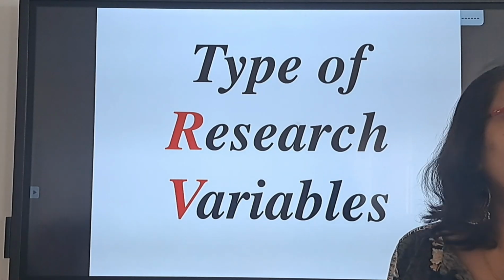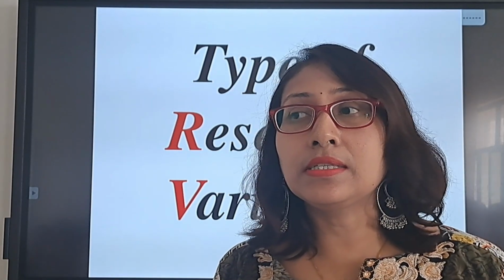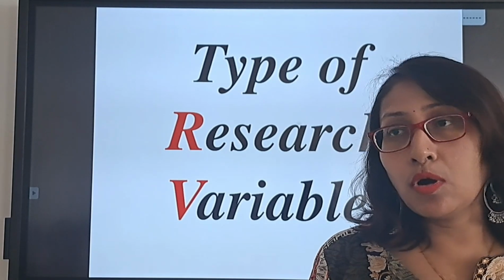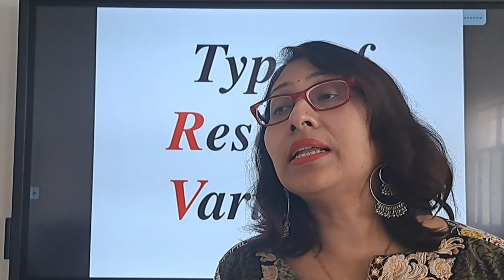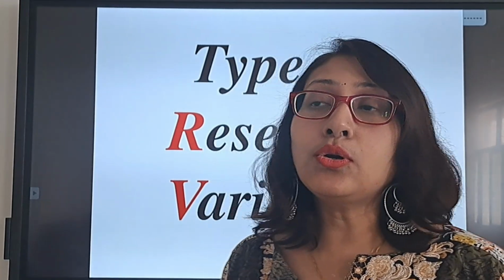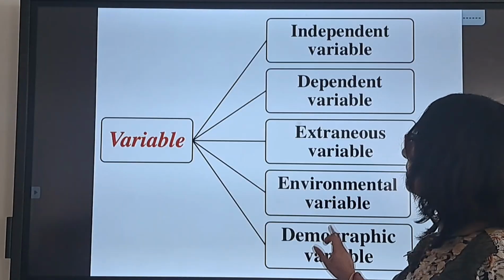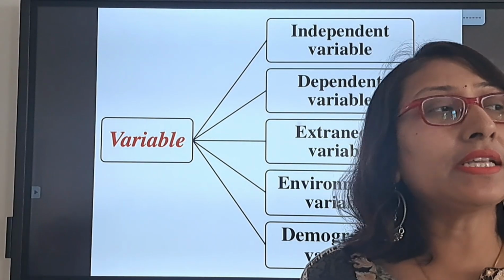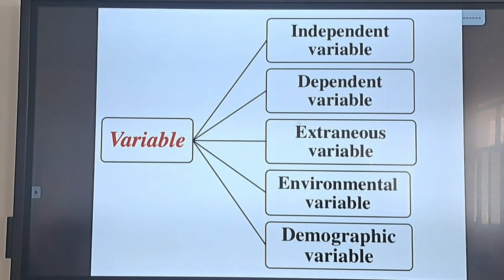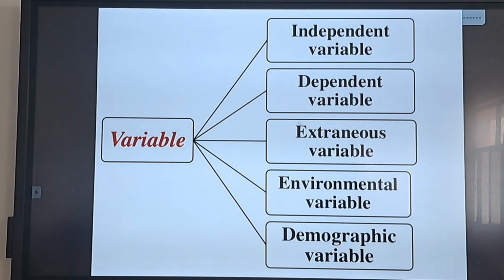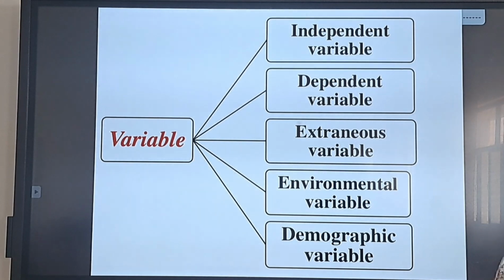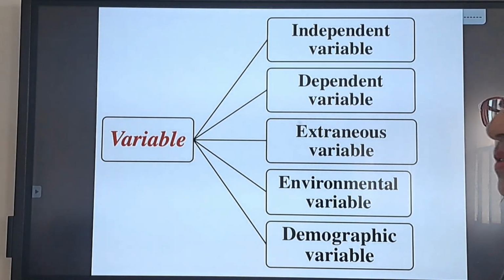Yesterday, when we were discussing hypothesis, we said we are going to assume or tentatively explain or describe the existing relationship between the two phenomena, that is, the independent and the dependent variables. Based on that, we can see variables are of different types: independent variable, dependent variable, extraneous variable, environmental variable and the demographic variables. All these things we will see one by one.